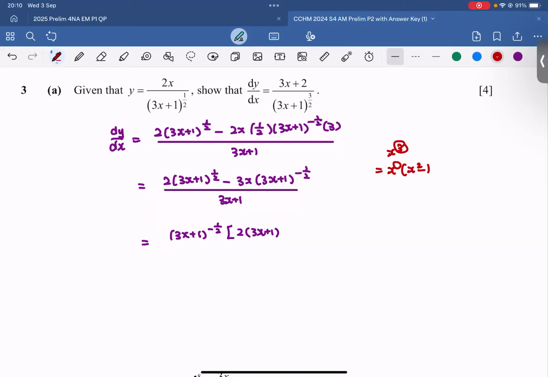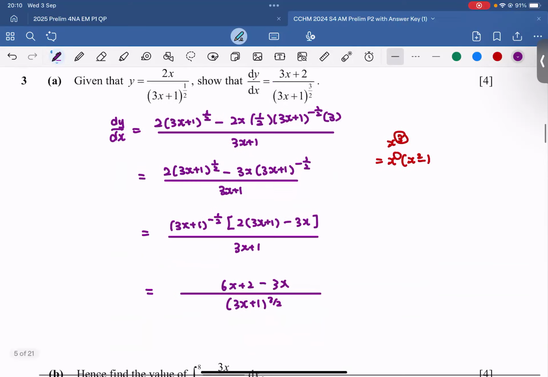So over here, what do we do? We take half minus half. That's why we get 1. Okay, so then this one will just be minus 3x. Okay, we bring the negative half down, it will become power 3 over 2. Then on top, when we simplify, this will be 6x plus 2 minus 3x.